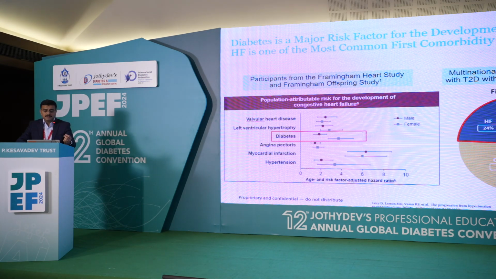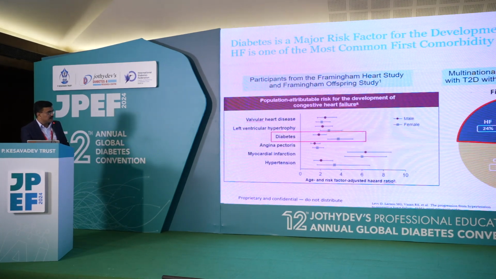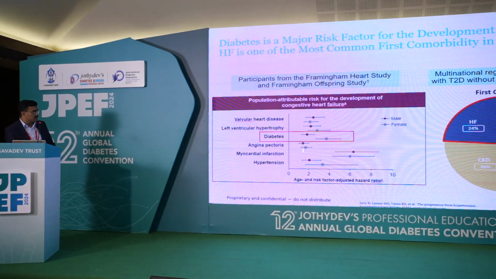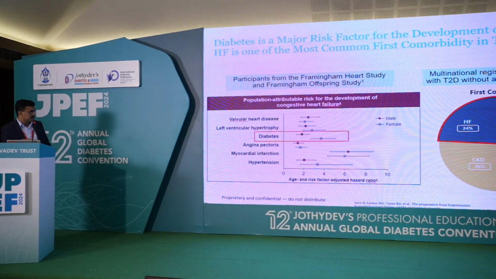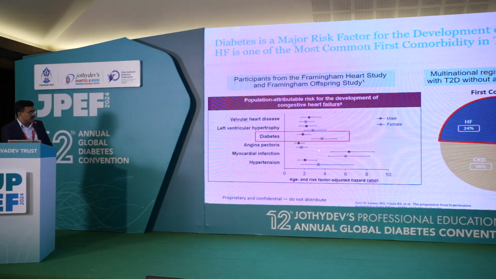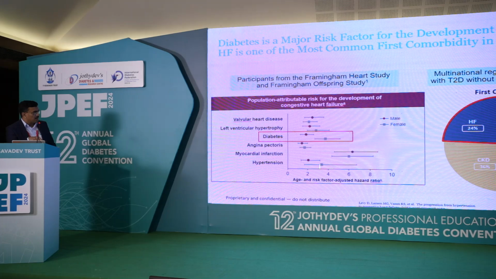Diabetes is a major risk factor for development of heart failure, and heart failure is one of the most common first morbidities of type 2 diabetes. You can see here the participants from the Framingham Heart Study and Framingham Offspring group, you can see that the risk provided by diabetes is quite high, much higher than even LVH and valvular heart disease, and it's even higher than angina pectoris. So it's almost up to myocardial infarction and equally compounded by hypertension.